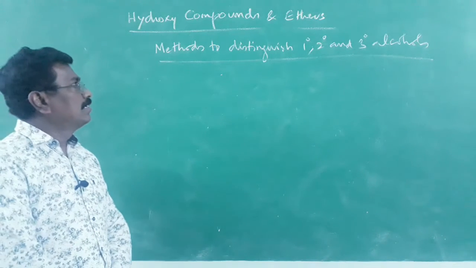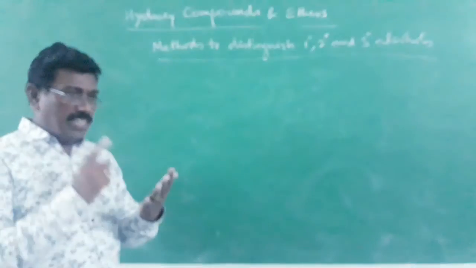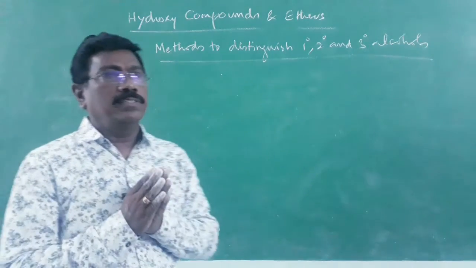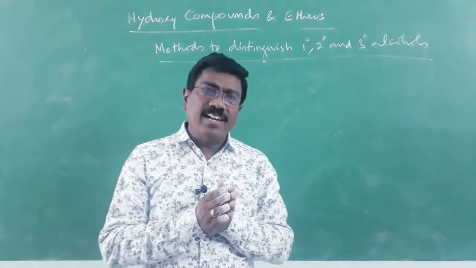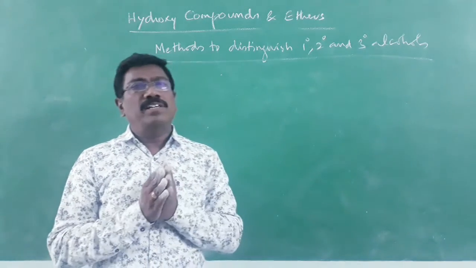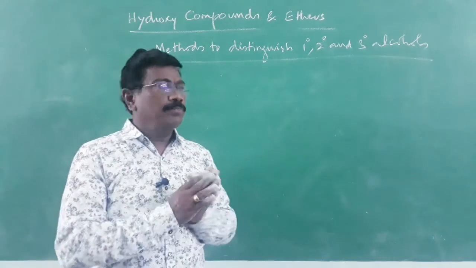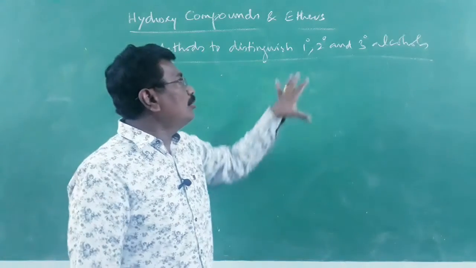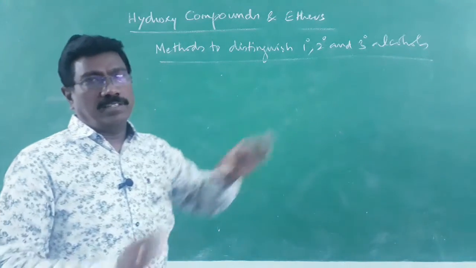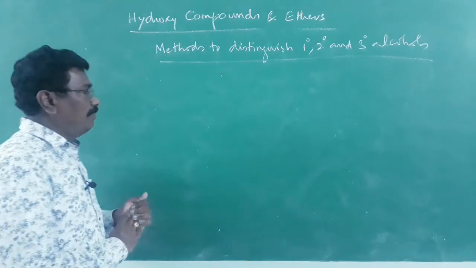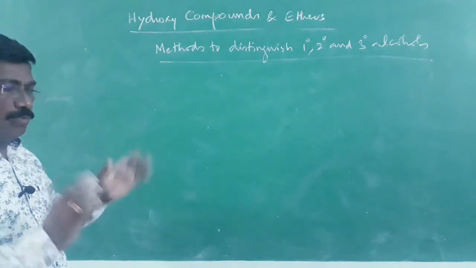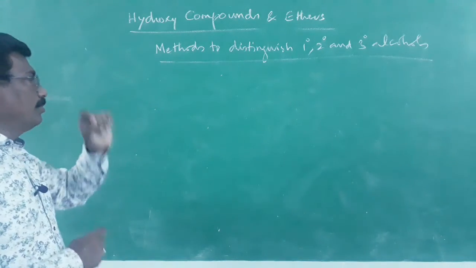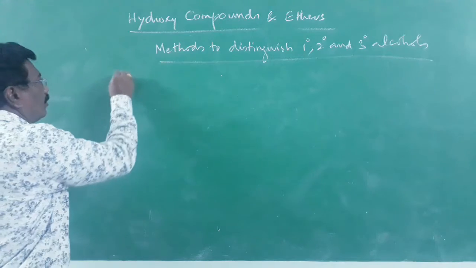Dear students, now we have seen various methods of preparation of alcohols, and we have started with assigning names, classification to primary, secondary, tertiary, and then preparation. And now, how to distinguish primary, secondary, and tertiary? We know very clearly what is primary, what is secondary, and what is tertiary. That we know very well now. How to distinguish? There are two methods we are going to discuss now.